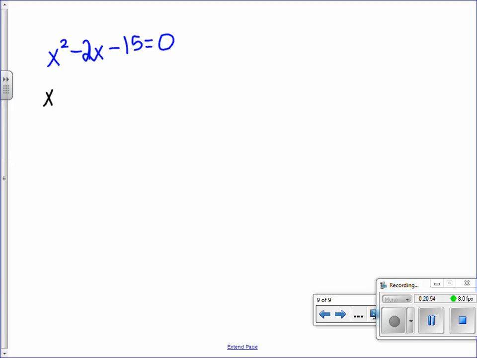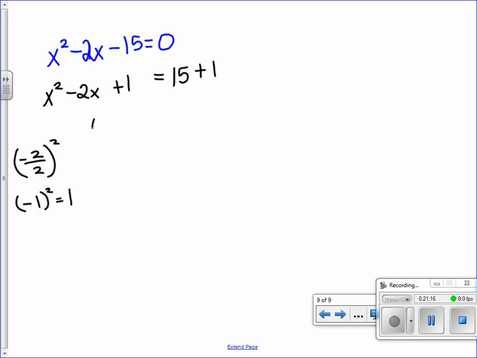So I'm going to have x squared minus 2x equals 15. There's no a to divide by here. A is 1. It's not going to change anything. So half of negative 2 is negative 1. And negative 1 squared is 1. So I add 1 and I add 1. And I get x squared minus 2x plus 1 equals 16.